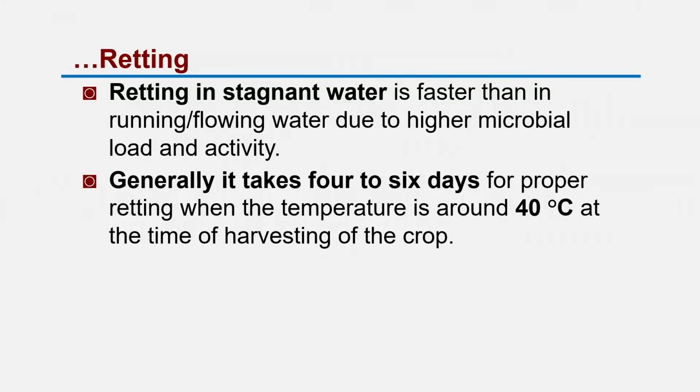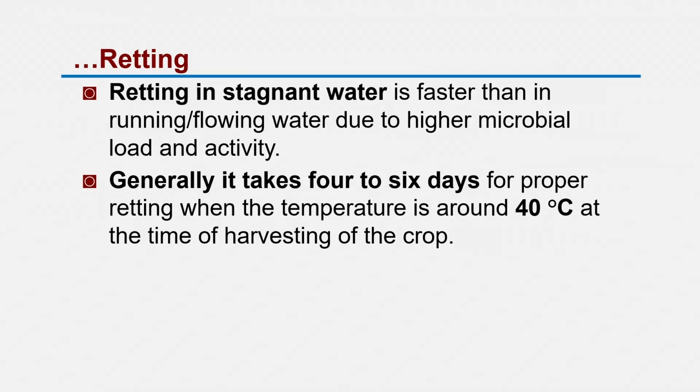Retting in stagnant water is faster than in running or flowing water due to higher microbial load and activity. So, this is also important. It is better to do retting particularly in ponds or in stagnant water, because in running water the microbial activity will be less, the microbial load will be less. In running water it will wash the microbes from the bundles. So, therefore, it will take time in running water, but in stagnant or still water you will get higher load of microbes on the bundles, on the material, and hence the retting process is faster.